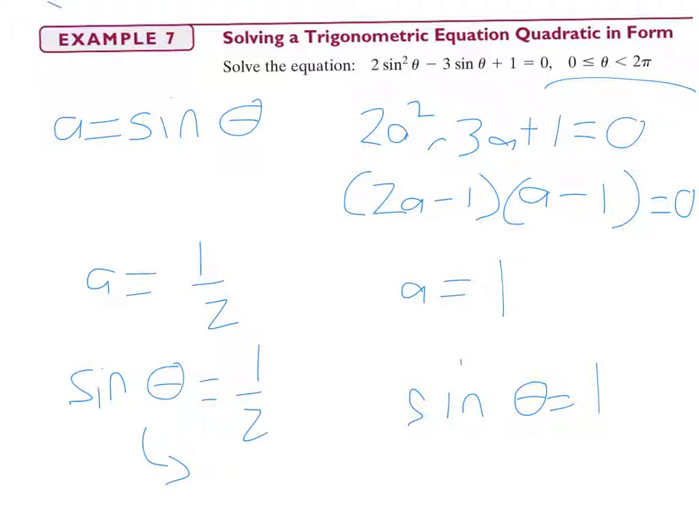Now there are two angles in our interval on the unit circle that give you a sine of 1/2. That would be at pi over 6 and 5 pi over 6. And then where sine is 1 on our interval, that'd be at pi over 2.